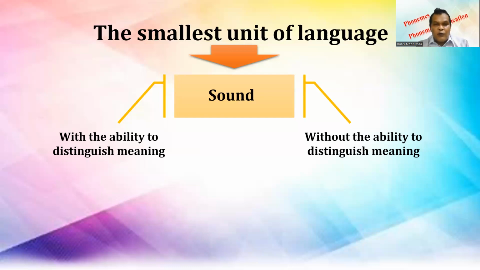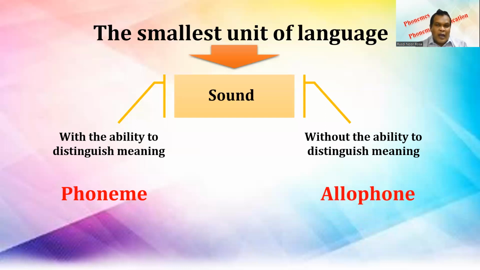And the sound with the ability to distinguish meaning is called phoneme. This is actually the main topic of our video today. And the second one is allophone. Allophone is different from phoneme because allophone is a sound that has no ability to distinguish meaning. In other words, different sounds, but they have no ability to distinguish meaning. They are called allophones.